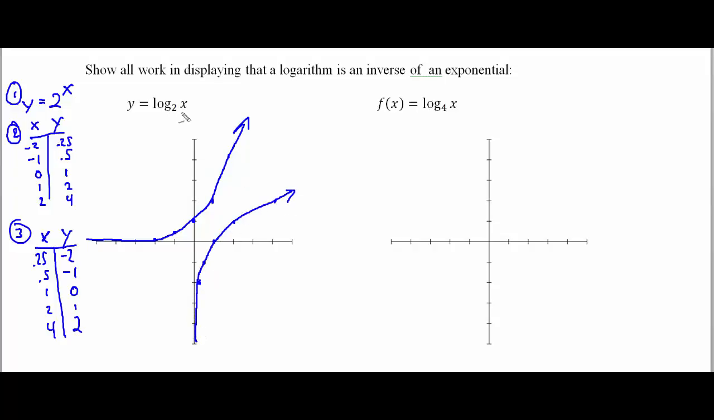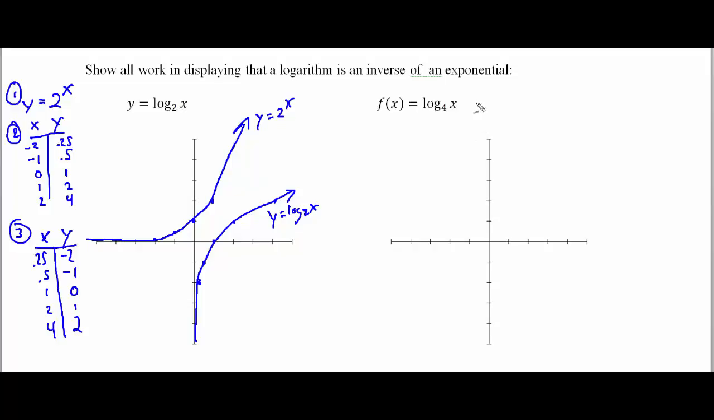So this is our graph of y equals log base 2 of x, and this is our graph of y equals 2 to the x. And so there I have now shown that a logarithm is the inverse of an exponential. And if I was to type this in on the calculator, which I will show you at the end of this one part of this page, I will show you how you would type this in and verify that this is in fact the log base 2 of x.